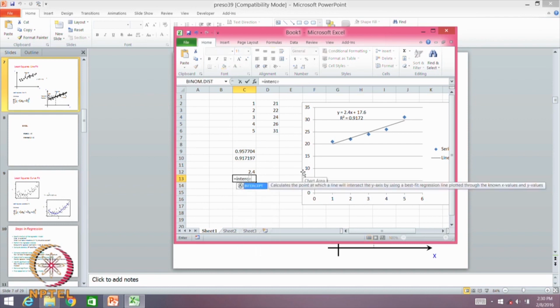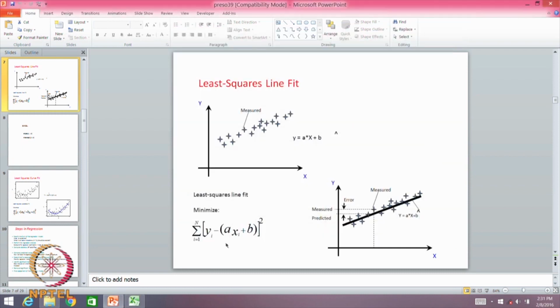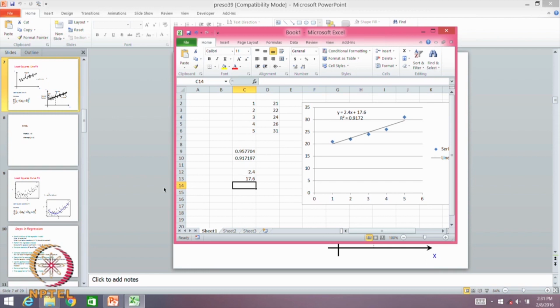Okay, intercept. Please remember, I have to give the y first and the x later. So, 17.6. So, this is the slope, this is the intercept. So, you can use the Excel commands slope and intercept to calculate the slope and intercept of a data set.